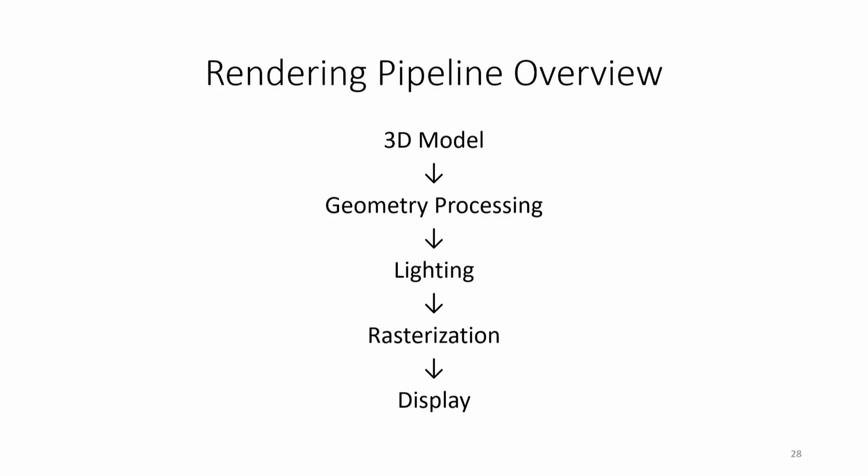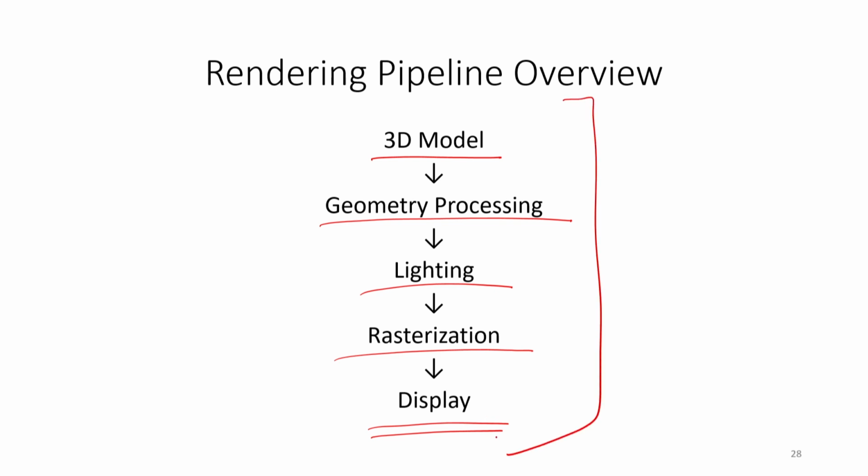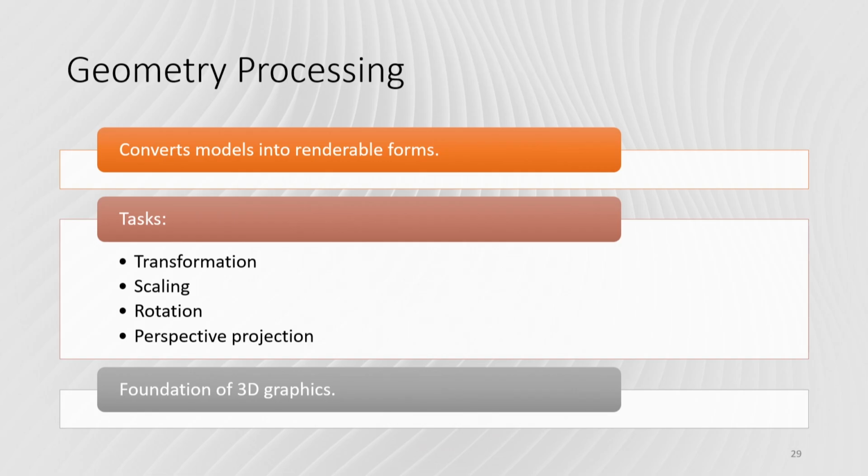So, your typical XR rendering pipeline will consist of a 3D model, which will be processed, lighting will be added on top of that, and that will be rasterized and shown on a display. So, that is your typical rendering pipeline in XR systems. For processing the geometry, you need to convert the models into forms that can be rendered. Typical tasks include transforming the geometry, scaling it, rotating it, and using perspective projection in showing your geometry. So, these geometry processing developments were the foundation of today's 3D computer graphics.